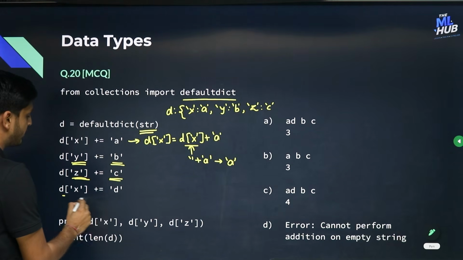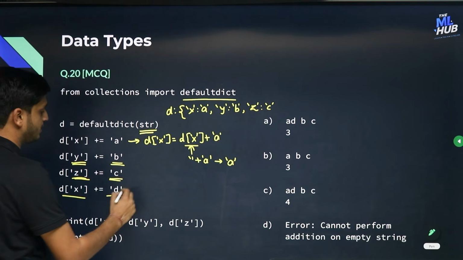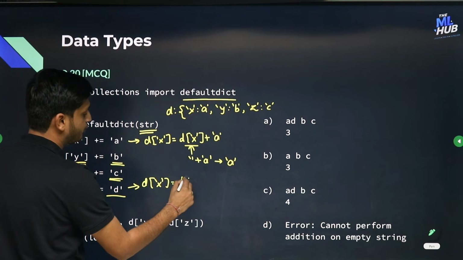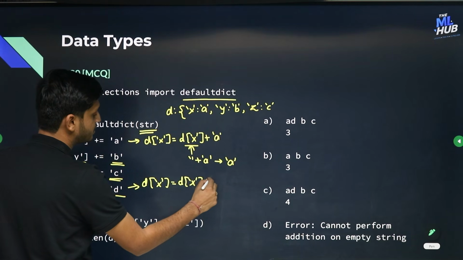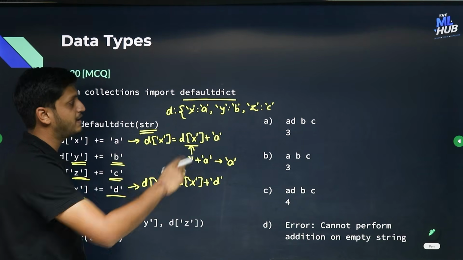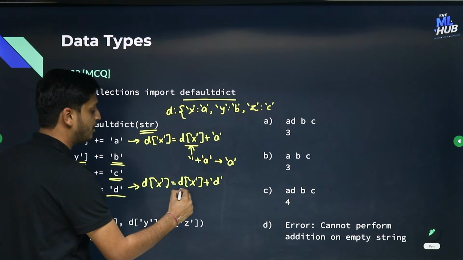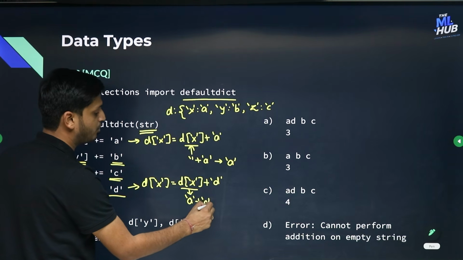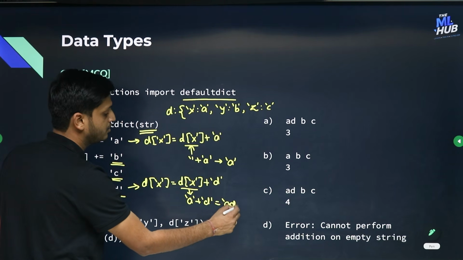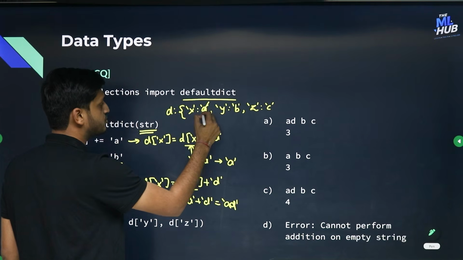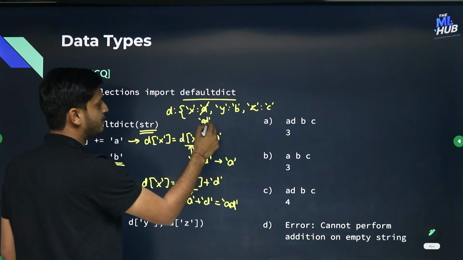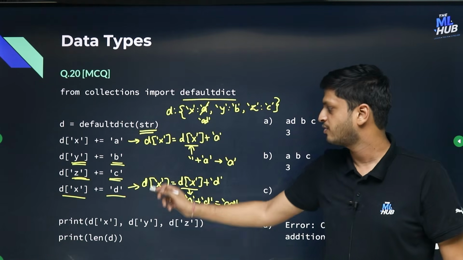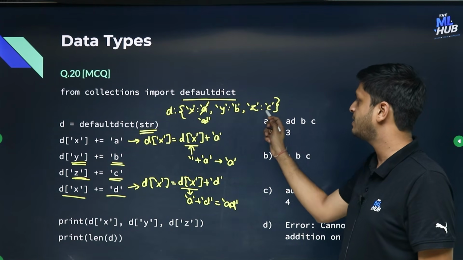Now you are saying d of x is equal to d of x plus d. So this statement is what? d of x is equal to d of x plus the string d. Now x is already present inside the dictionary, so its value will be taken. Its value is what? a. So a plus d will be what? It will be the string ad. So this value will now change to string ad. For x, the value will now become string ad. So this is the dictionary that we have created. With these lines of code, the dictionary will be x: ad, y: b and z: c.